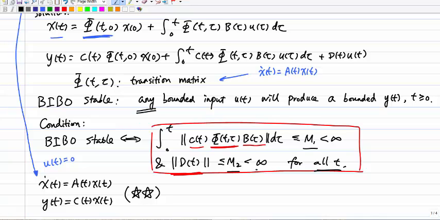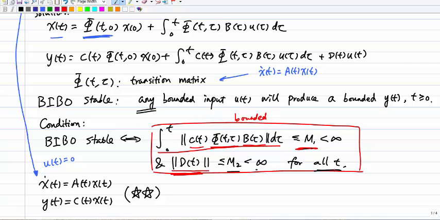Another way we can verify if the system is BIBO stable is to check the following two conditions. The first one is the integration from 0 to t of the norm of C(t)Φ(t,τ)B(τ) dτ. We check that this is less than some positive value, which means it is bounded. And we also have to verify that the norm of D(t) is bounded. We just verify these two to make sure they are bounded for all t, and that will be okay.